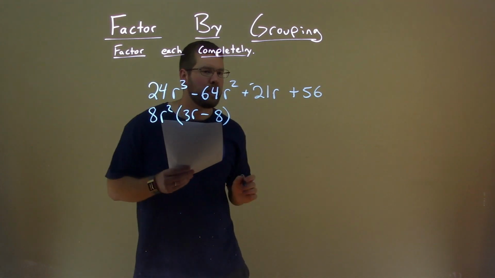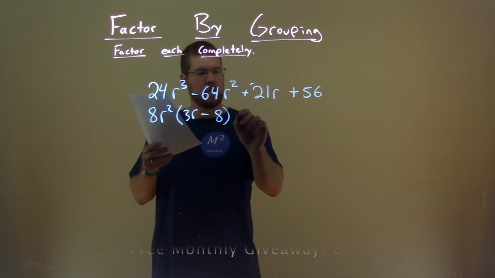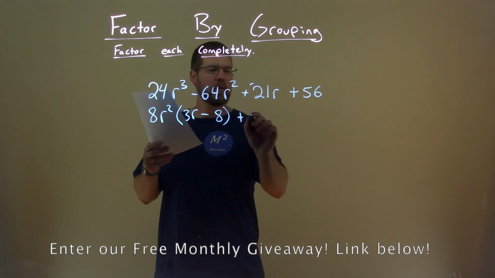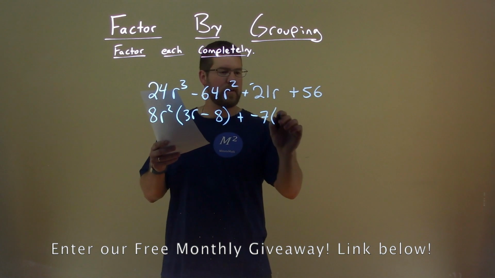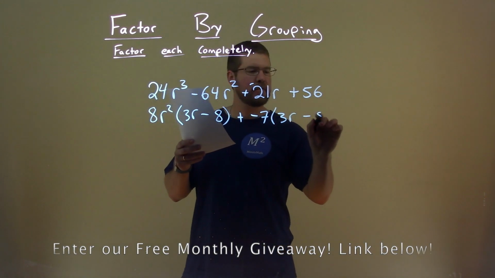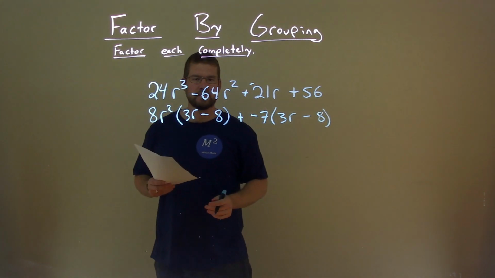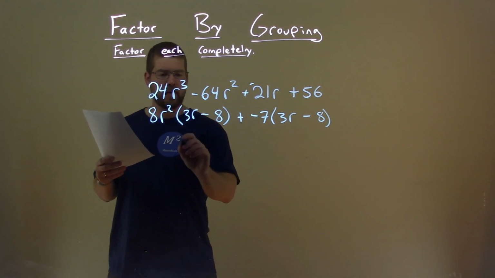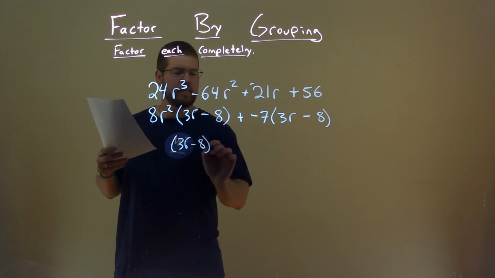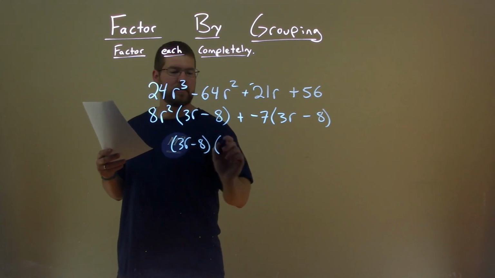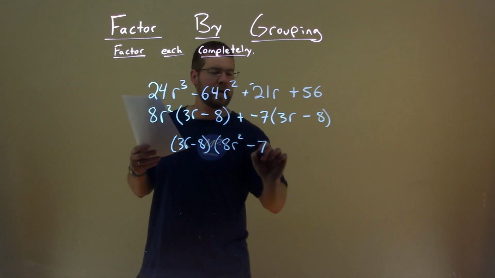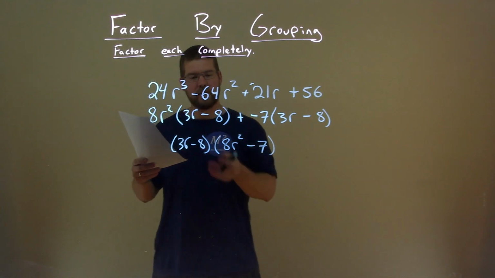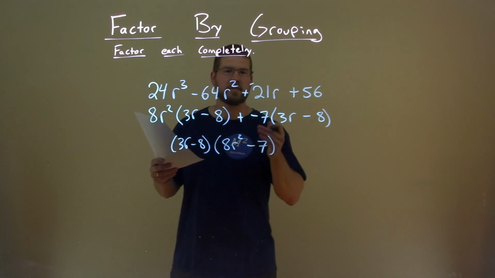We're going to do this again with the second two numbers. I like to write this as plus and minus. It just makes it easier for me to see. Plus, well, we have 21r and 56, or negative 21r. If I pull out a negative 7 here, I'm left with a positive 3r minus 8. Well, now we have 3r minus 8 and 3r minus 8 here. Pulling both of those out from both parts, right? We're left with this 8r squared minus that 7. And now we actually have our final answer, 3r minus 8 times 8r squared minus 7.